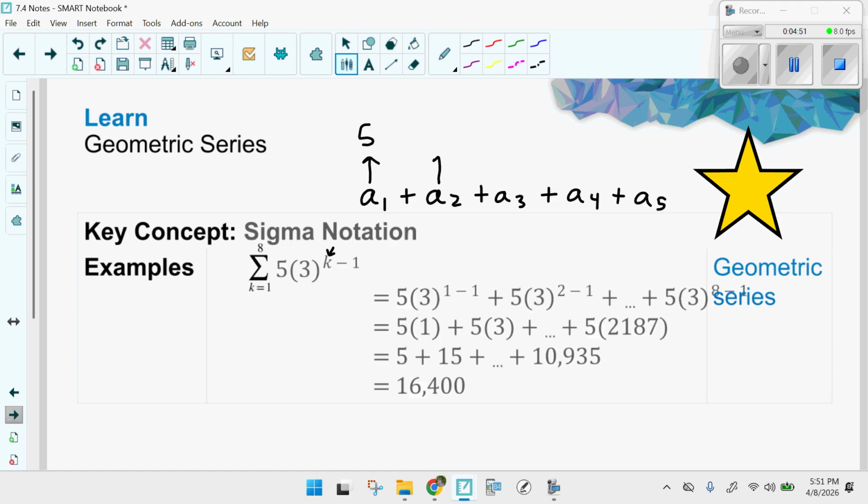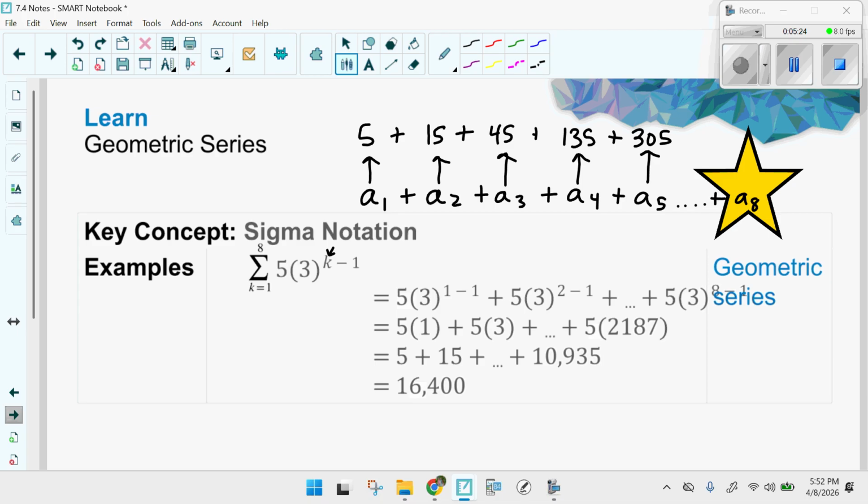This next term is going to end up being 15. This next term is going to end up being 45. This next term is going to end up being 135. And then this next term is going to be 135 times 3, which is 405. And then I would add all of those terms together. Now keep in mind, I would add up all the way to a sub 8. So I would add up all of those terms together.